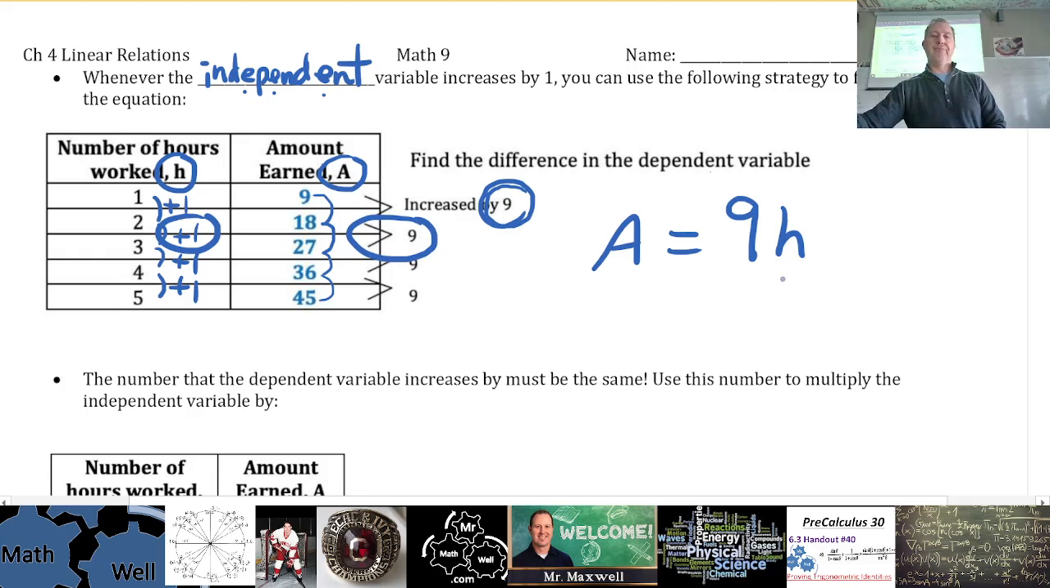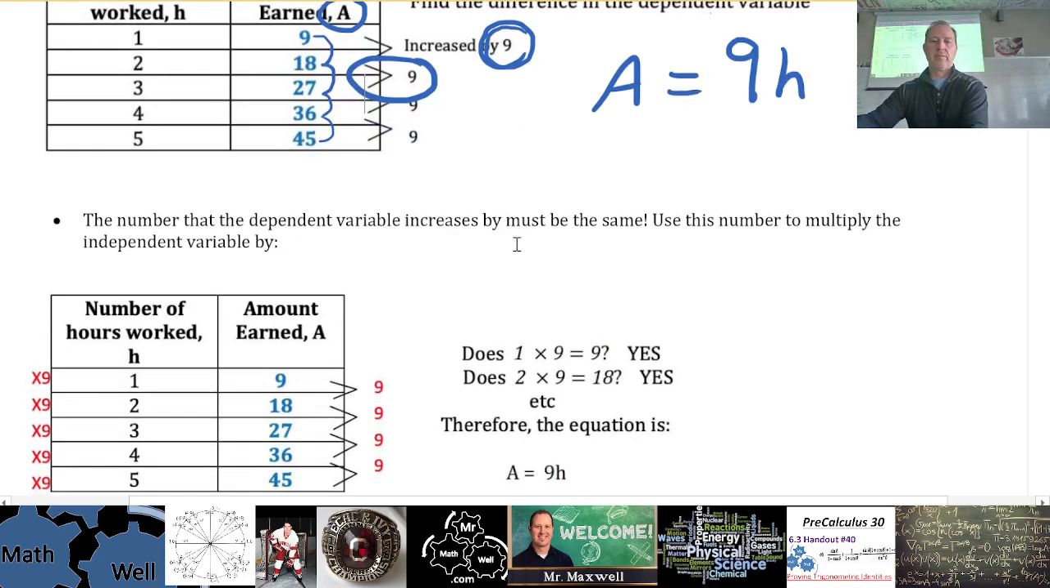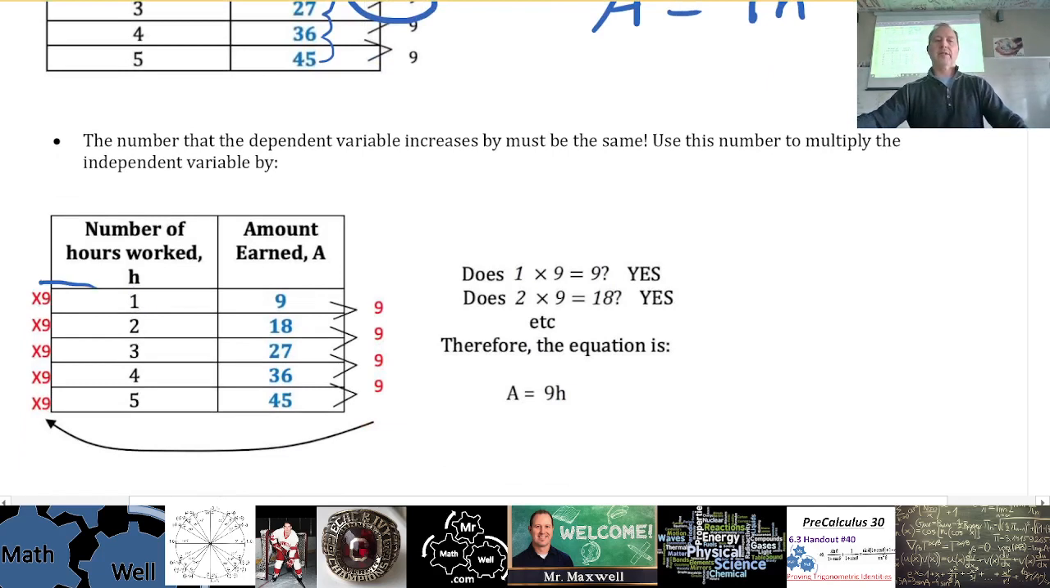Okay? And we'll do more work on this because it's like, wait, what happened there? As this goes up by 9 and this goes up by 1, the number in the middle here is actually 9 over 1. So if this goes up by 1, you look at how much this increases by, and that's the number that you multiply by the h. So you ask yourself here, does 1 times 9 equal 9? Yep. Does 2 times 9 equal 18? Yep. 3 times 9, 27, and so on.